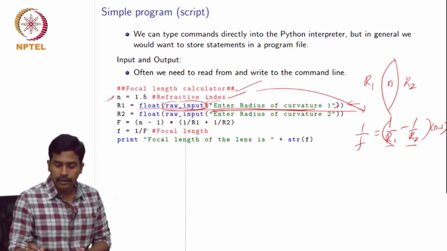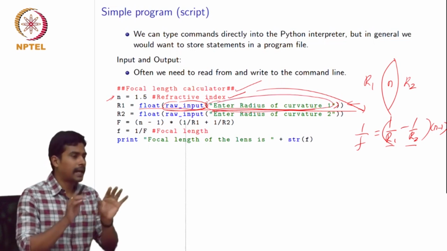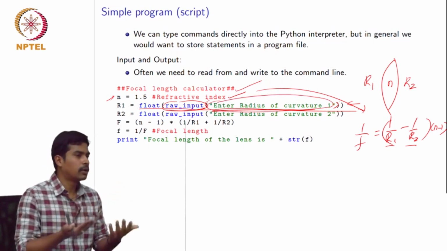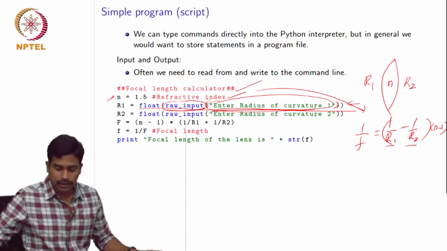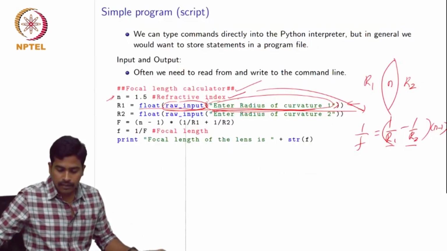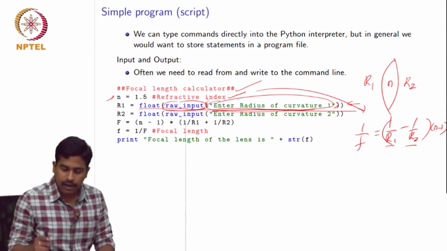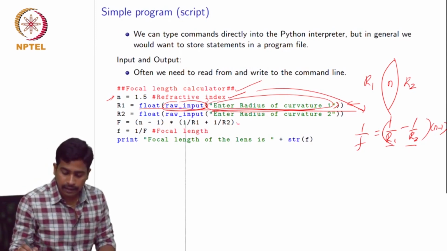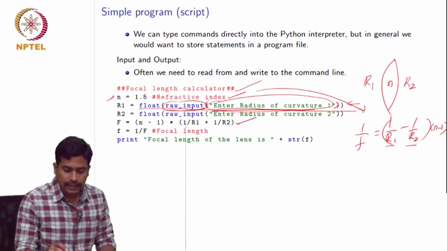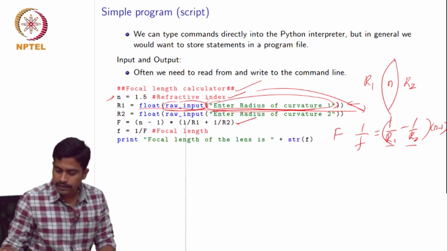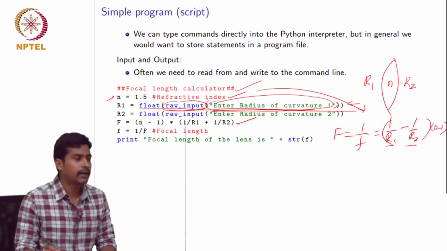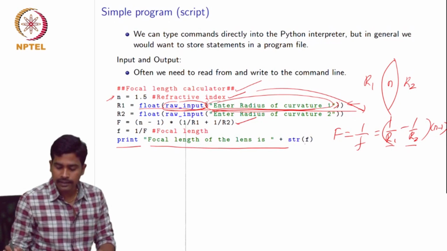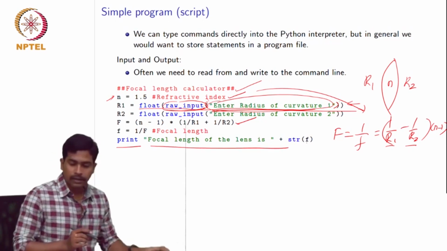So if you don't include this string, it will just give a blank space, so you don't know what you are supposed to enter. Okay. So to understand this program, this is the formula that we use to calculate the focal length, and capital F is this. In order to know the focal length, we just have to calculate 1 divided by capital F, and finally we want to print the focal length of the lens is so and so value.